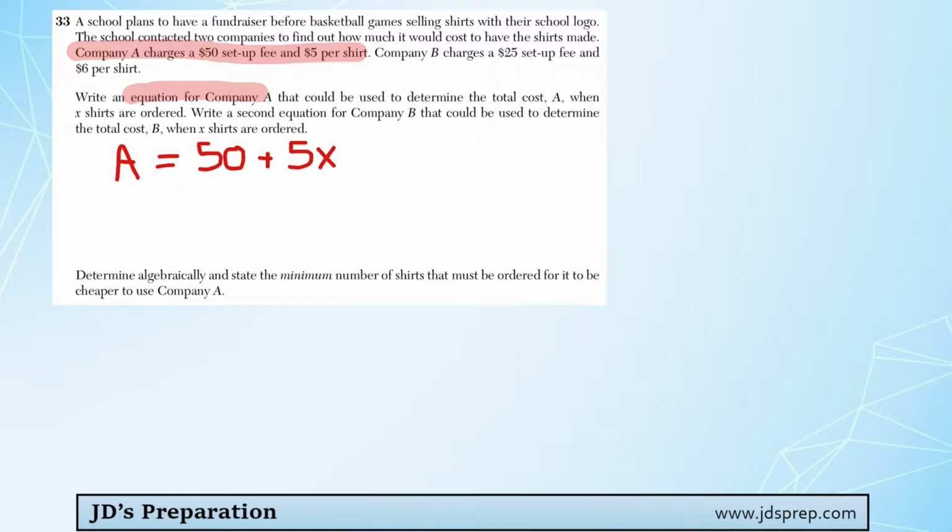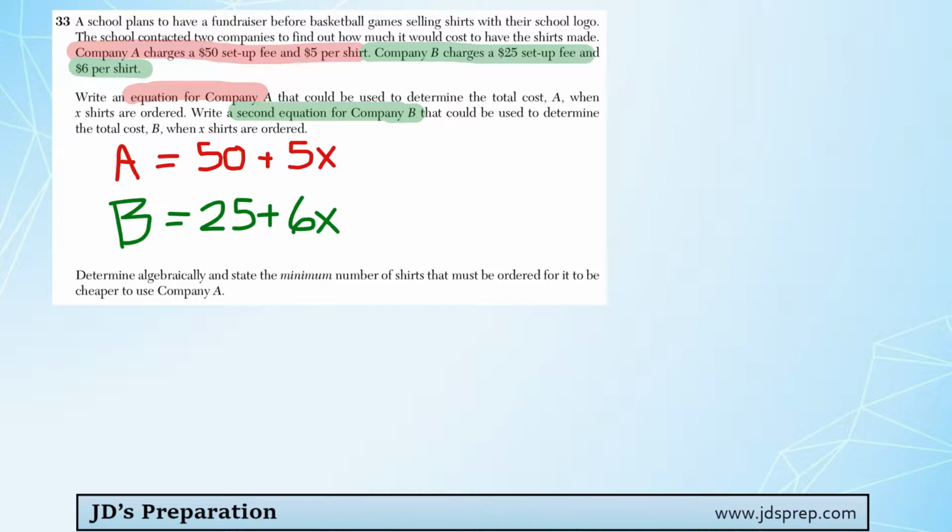Now for the second equation, it's going to be pretty similar. For company B, it says that they charge a $25 setup fee and $6 per shirt. So initially the setup fee is cheaper, but it's a little bit more per shirt. So as an equation, that would be B equals the startup fee, which is 25, plus 6x, because it costs $6 per shirt with company B.